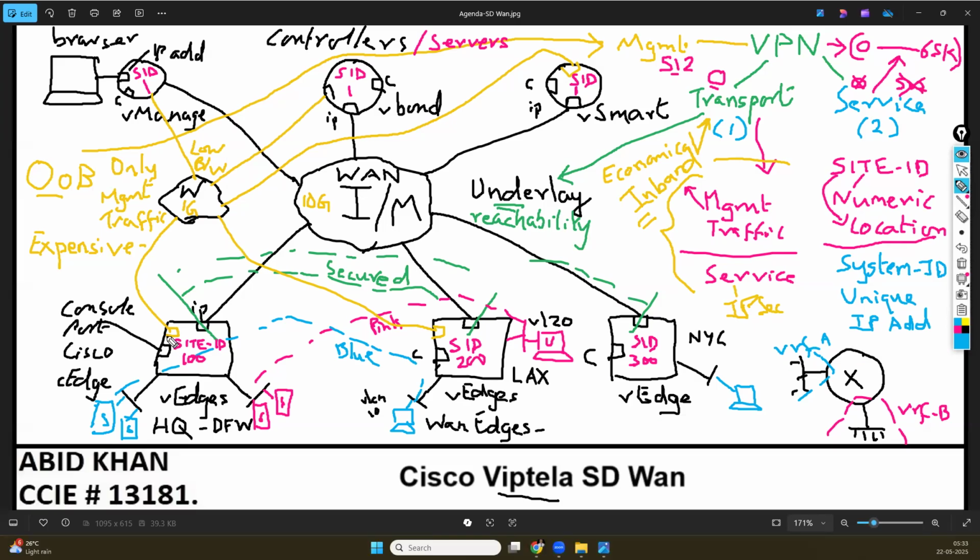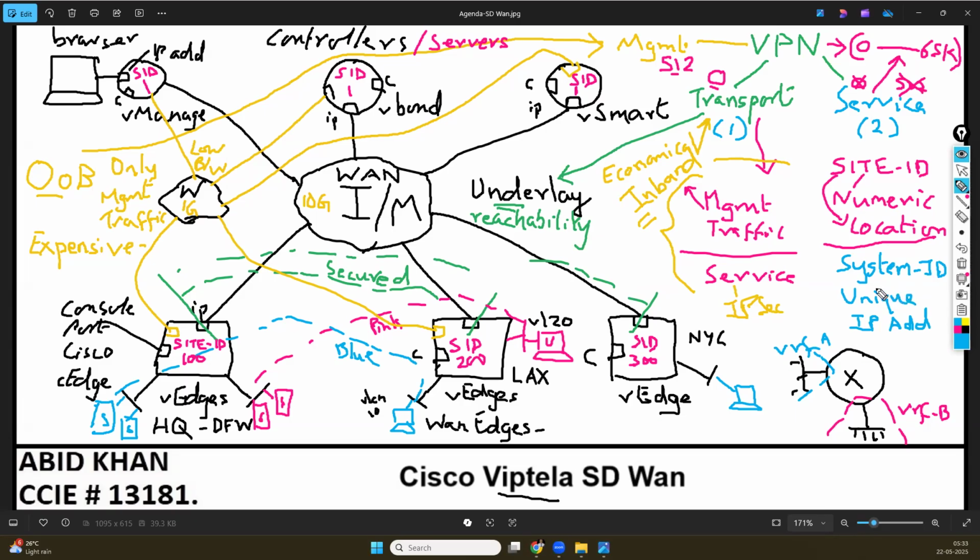System device. Every device is known as what? System device. And that's the reason every device must have what? An ID, an identification. And it has to be what? A unique address, a unique IP address.